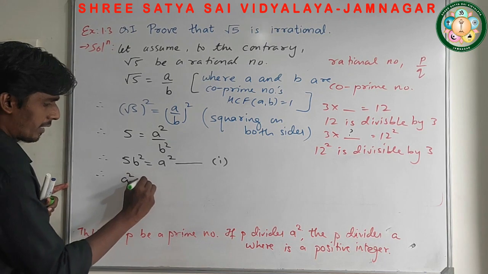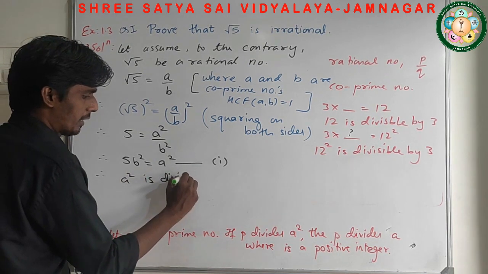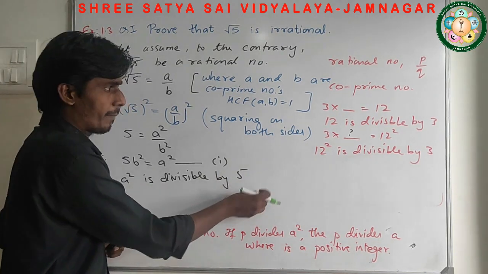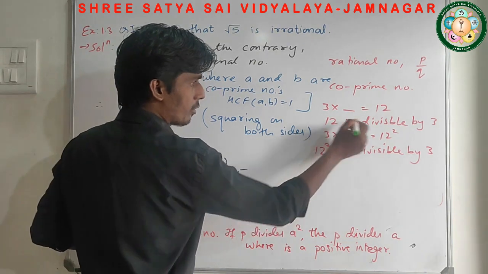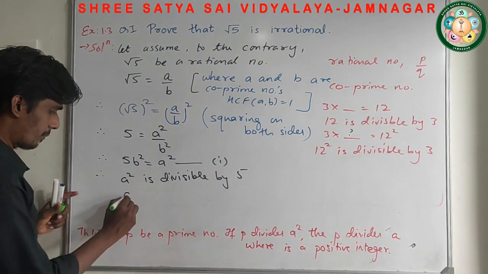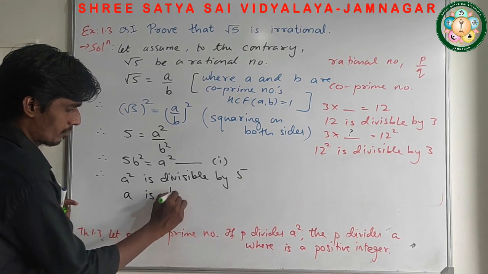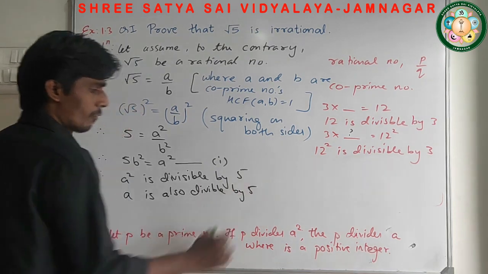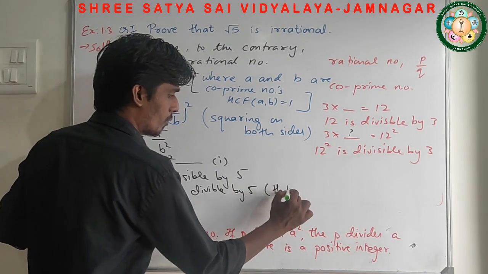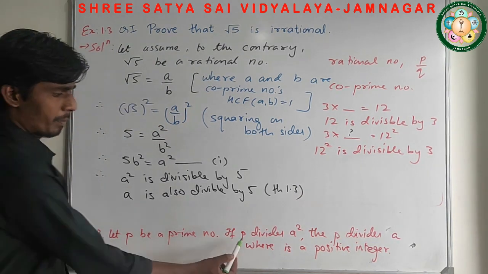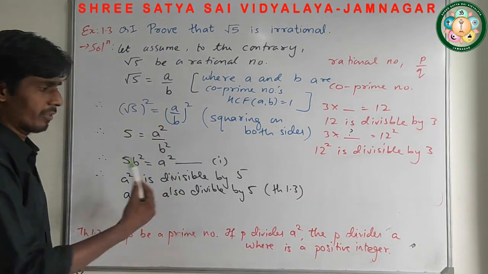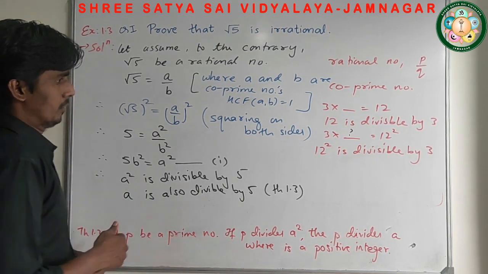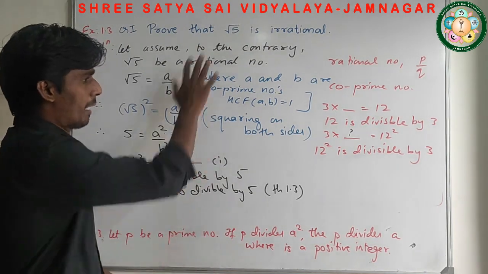Therefore we can write a square is divisible by 5. If a square is divisible by 5, then definitely a is also divisible by 5. If you want to write the reason, just write down theorem 1.3. P divides a square, then P divides a. Same thing we had used here. So I can say that a is also divisible by 5. This is the first part of the proof. Now I am going to write the second part.